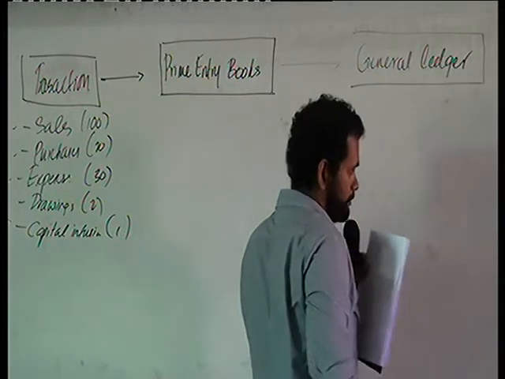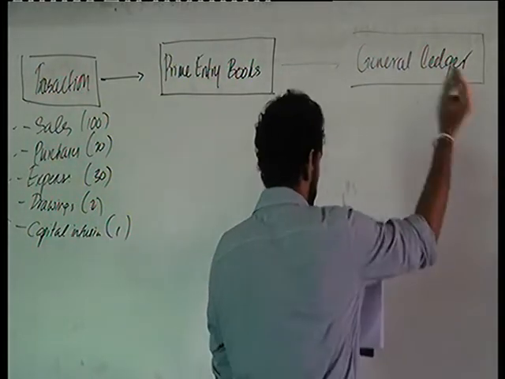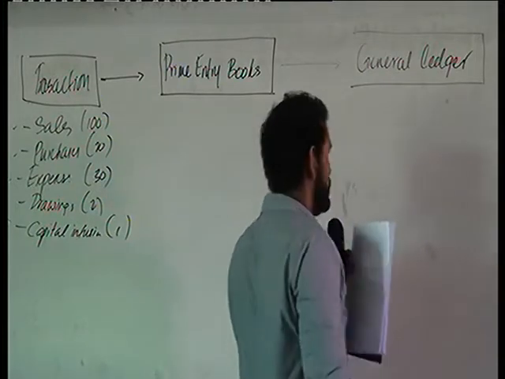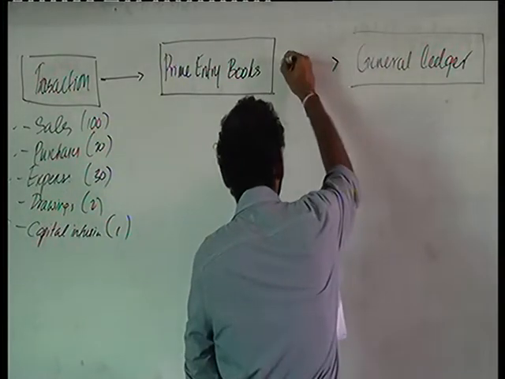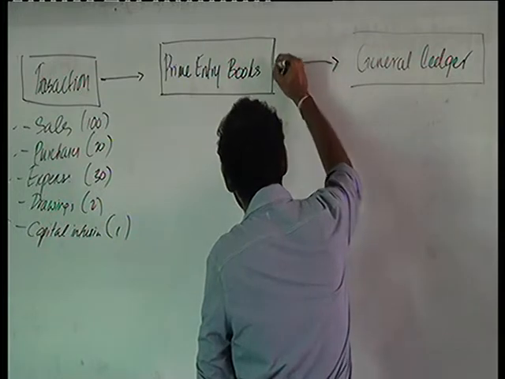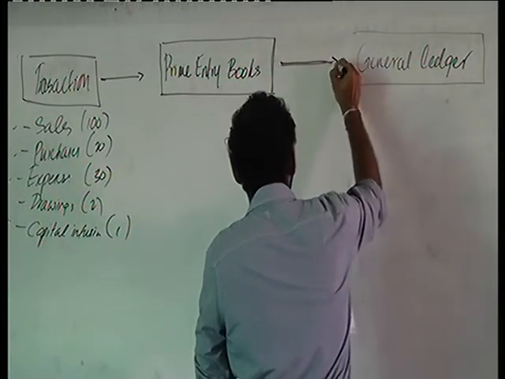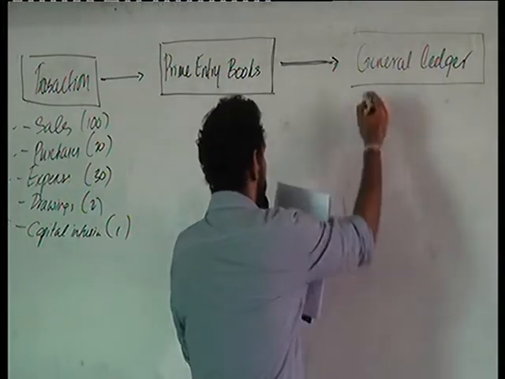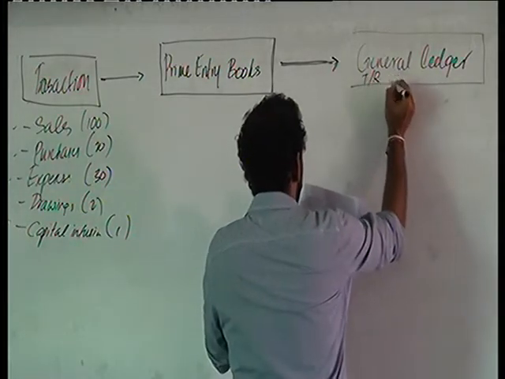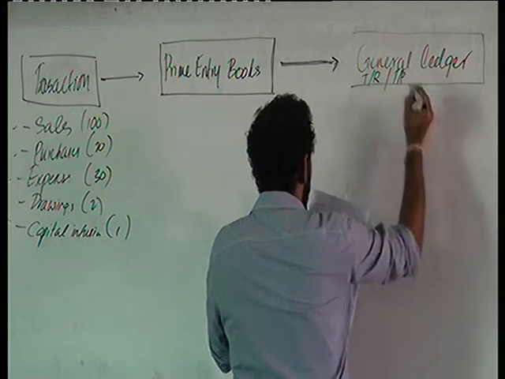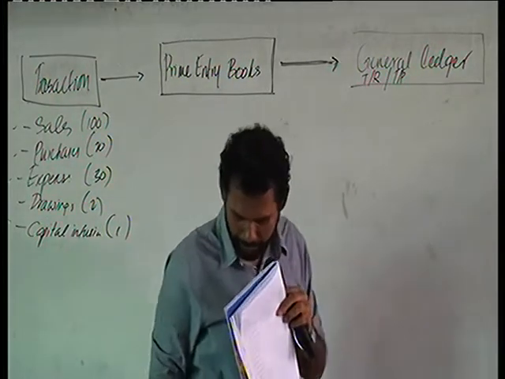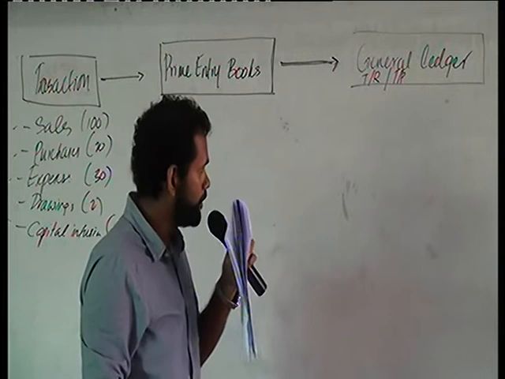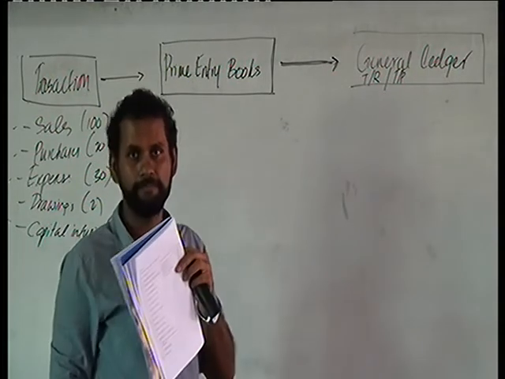General ledger. Trade receivables ledger. Trade payables ledger. Likewise, all these amounts, whatever is first recorded in the prime entry books, we will be taking into the general ledger. Right? So it could be the general ledger, trade receivables ledger, trade payables ledger, or whatever. Now why do we do it like that?